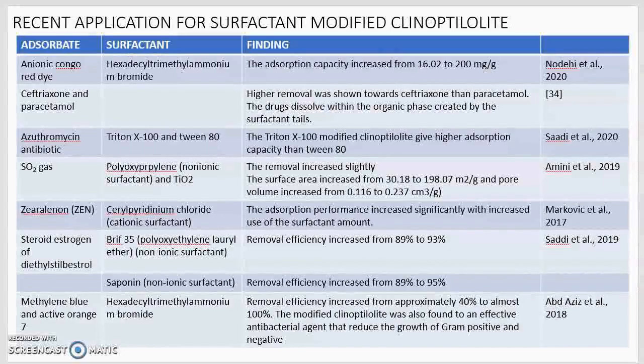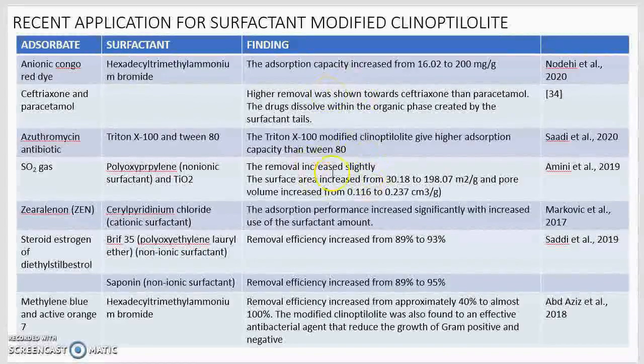So this is the recent application for surfactant-modified clinoptilolite. We can see that the adsorbate varies from dye, pharmaceutical waste, and some drugs, and even gases. The first work here, done by Nodehi, shows that the adsorption capacity increased significantly by adding hexadecyltrimethylammonium bromide as a surfactant to the clinoptilolite. It increased from 16 to 200 milligram per gram.